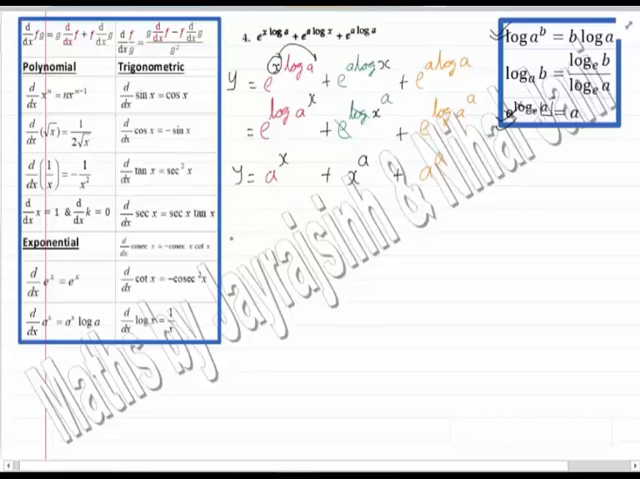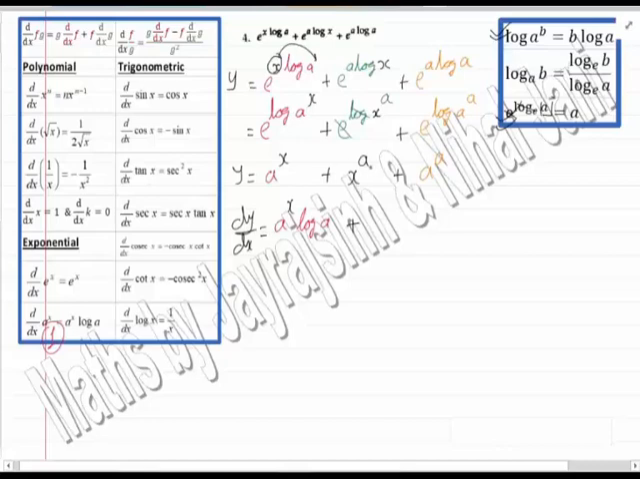Now we are ready to differentiate it. Let's differentiate. So dy by dx. Now to differentiate the first term, which formula is preferable? You have to find it from the formula list, right? So yes, we have for our first formula, differentiation of a raised to x is basically a raised to x log a.